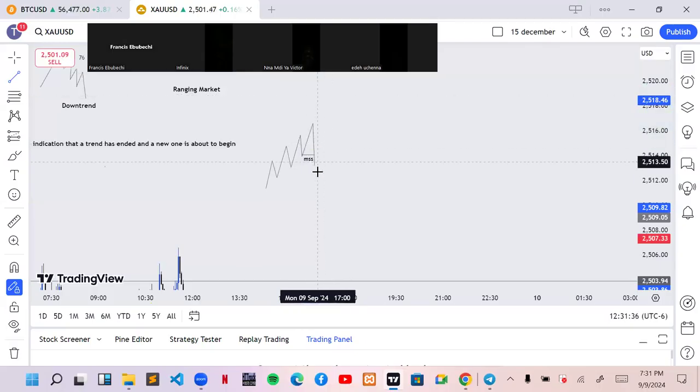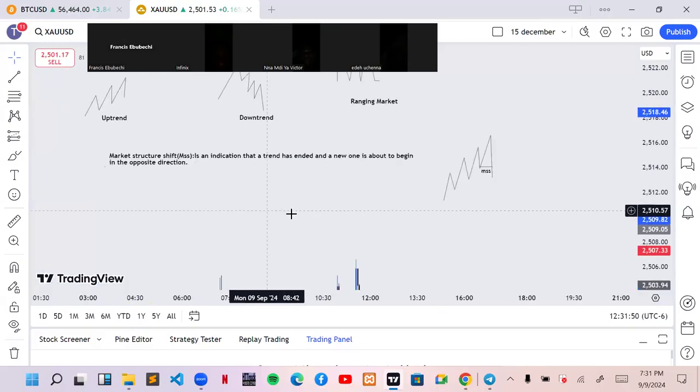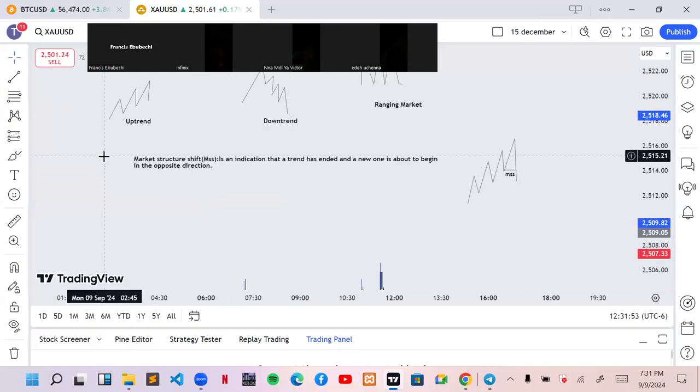But no, the market made a lower low, meaning that this uptrend is now ending and the market is about to continue in the opposite direction, which is price being on a downtrend. So that is what market structure shift is. Now, another thing I pay attention to when trading market structure is break of structure.